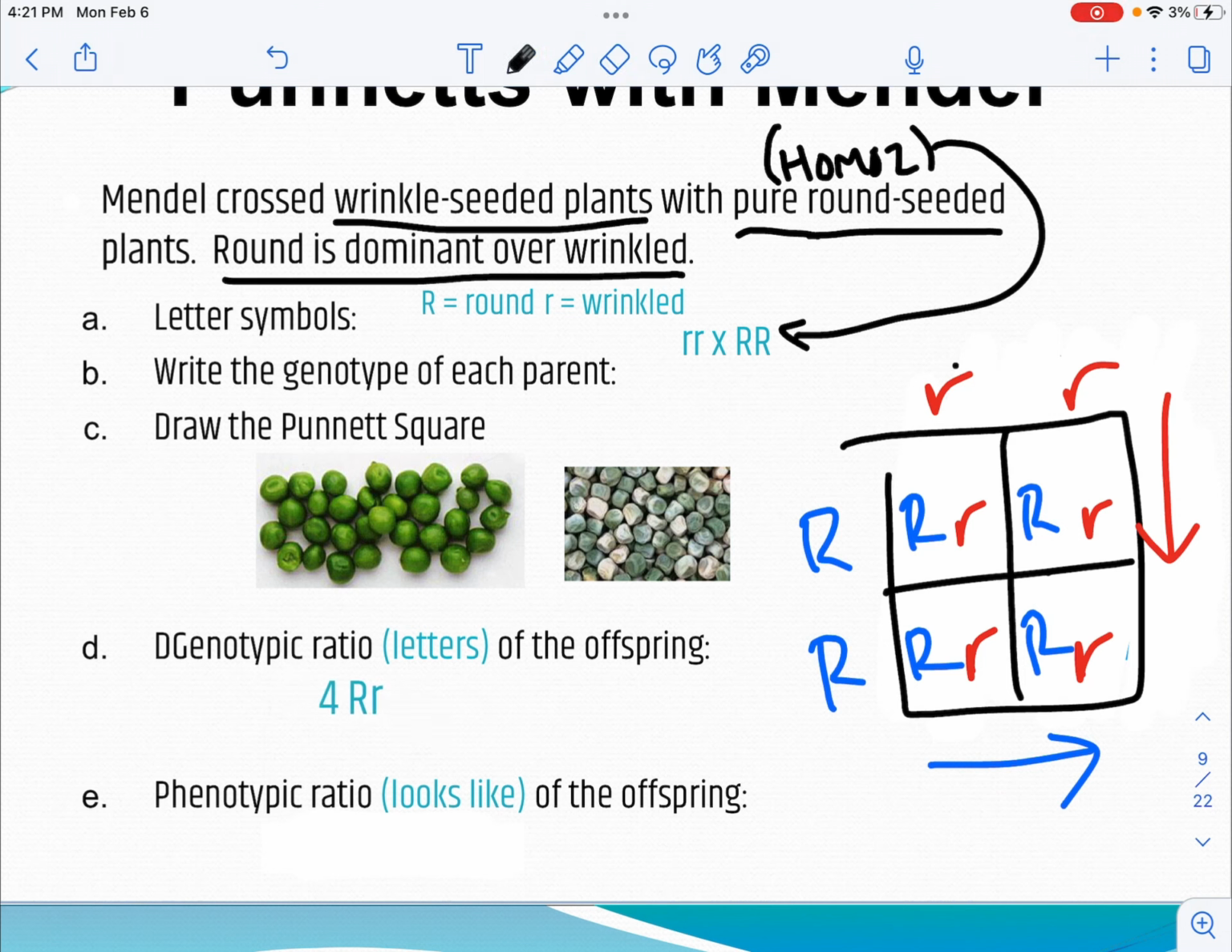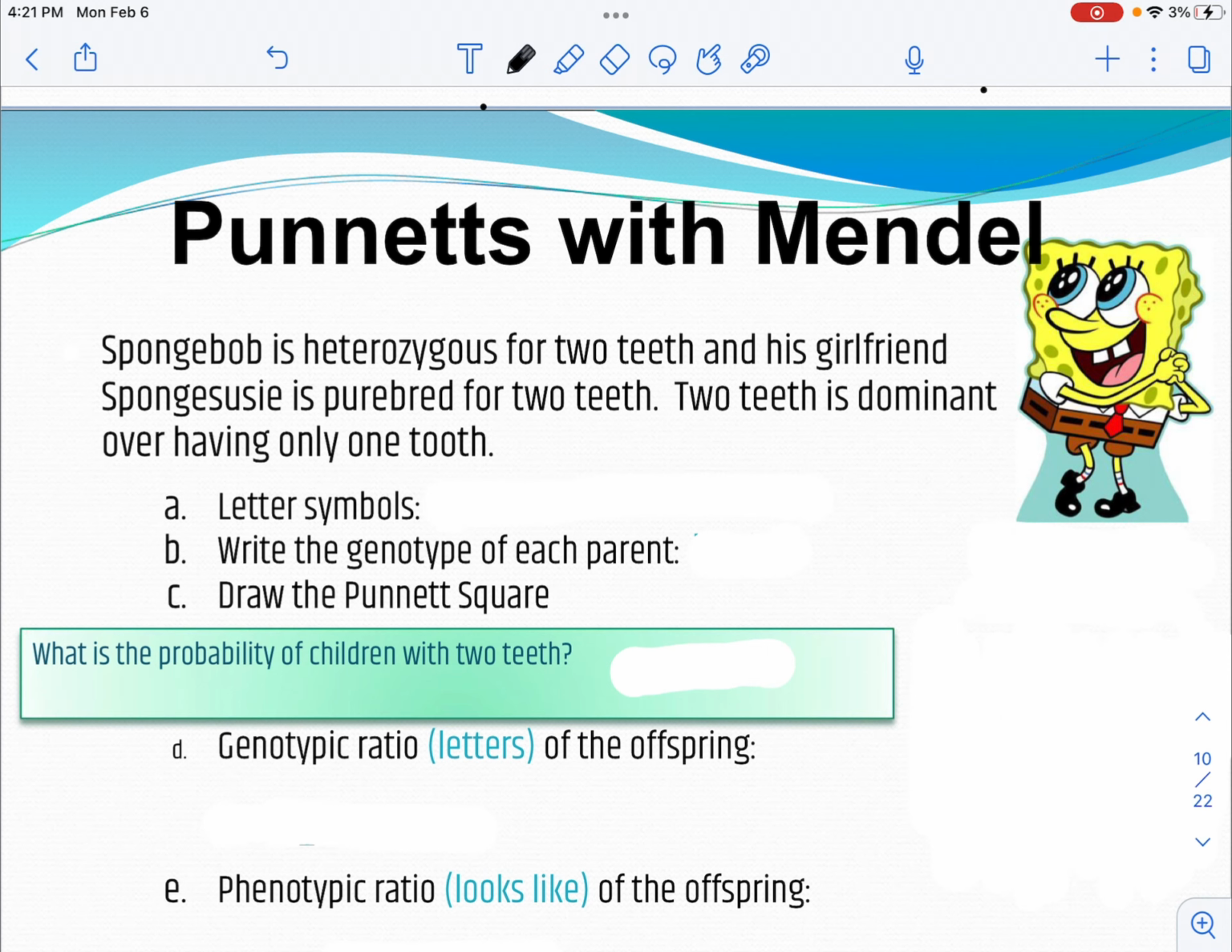Sweet. Another example. Pause. I want you to try this one on your own, and then we'll go over it together here. Okay, check your work with mine. The letters themselves do not matter. I use T for this, capital T for 2 teeth, that being the dominant trait, and lowercase t for 1 tooth. The parents here: SpongeBob is heterozygous, and Sponge Susie is going to be purebred for 2 teeth, so she's going to be capital T, capital T.